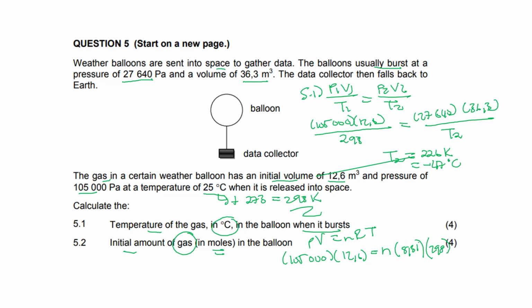And I multiply, divide to get n by itself. And then the initial amount of gas in moles in the balloon is 534,25 mole. And that's it.